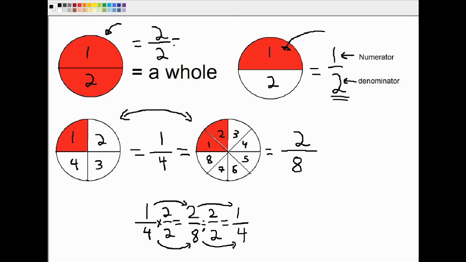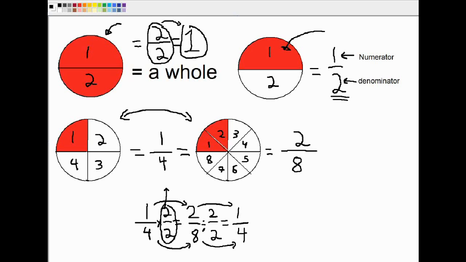Since we have a whole pizza, normally if you look at a pizza like this, you wouldn't say I have 2 out of 2 pieces. You would say I have 1 pizza. So 2 over 2 is the same as 1. We're going to talk a little bit more about the mathematical relationship of why this is in the next video. But let's just focus on the fact that 2 over 2 is the same as 1 for a second, and go back to what we have at the bottom here, where we're multiplying 1 over 4 times 2 over 2.